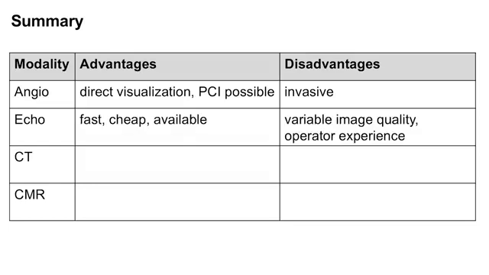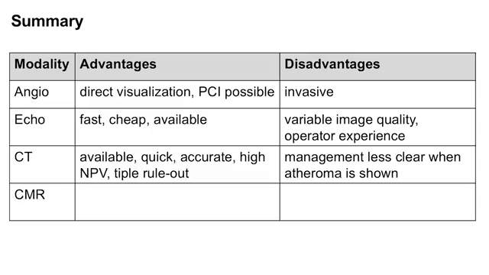Echocardiography is fast, cheap, and widely available. However, it offers variable imaging quality and needs operator experience to analyze those images. CT is also a very nice imaging modality, is widely available in emergency departments, and offers a quick, accurate answer and a high negative predictive value. Also, it can assess other major causes of chest pain in the so-called triple rule-out.